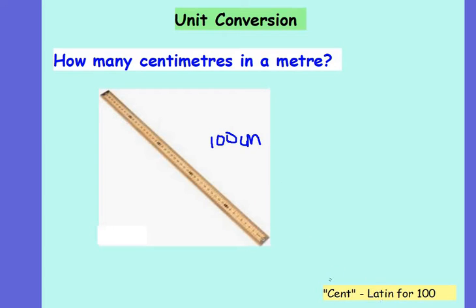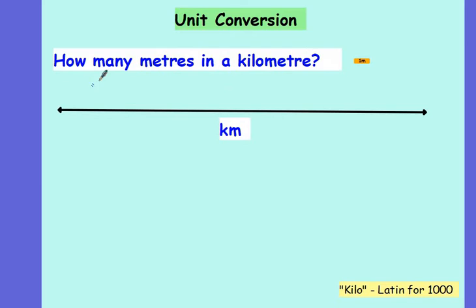And we know this because the word cent is actually Latin for 100, so that's where we get the word centimetres from. How many metres do we get in a kilometre? If this little brick here represents a metre, how many of these little metres do we get within 1 kilometre? Sophie, how many metres in a kilometre? 1,000, perfect. There's 1,000 metres in a kilometre. And we know this because the word kilo is actually Latin for 1,000. That's where we get the word from.